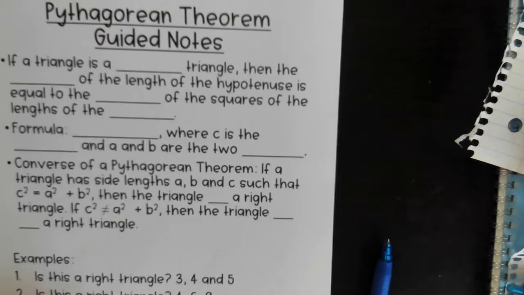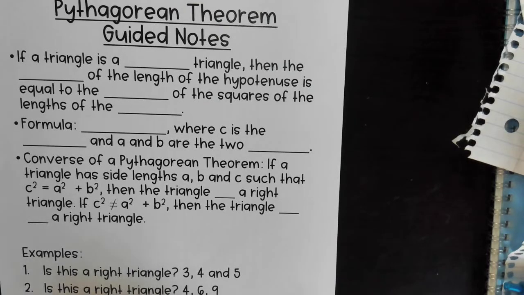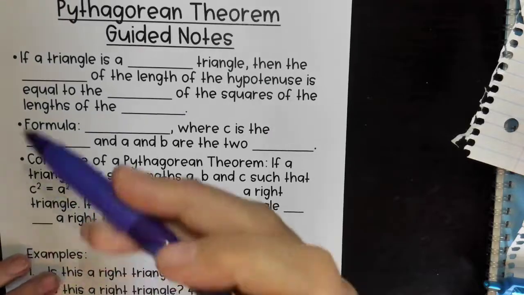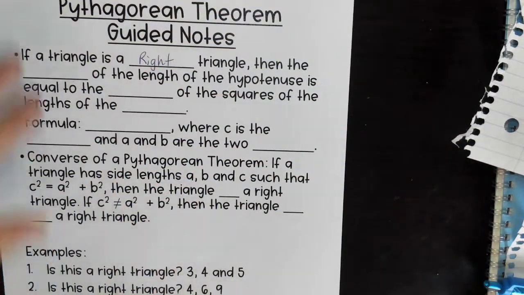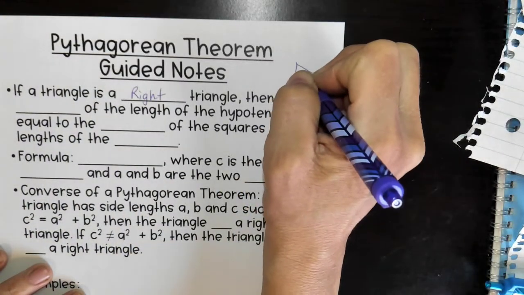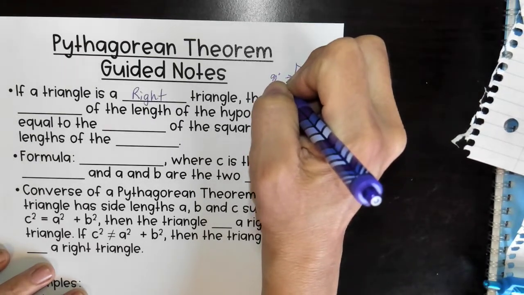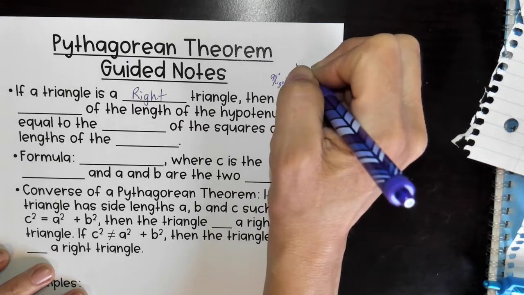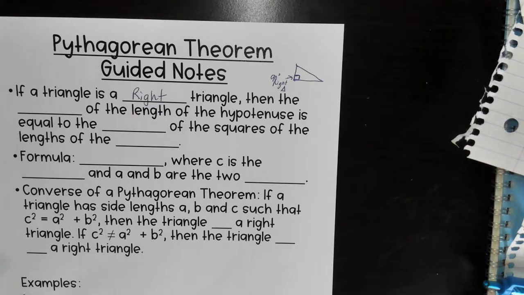All right, so Pythagorean theorem guided notes. Basically, if a triangle is, let's see, I'm going to use purple because I like that color. Okay, a right triangle. And we indicate right triangles by putting a little box in the corner. That means there's a 90-degree angle right here, and that means it's a right triangle. So you'll see that, and you'll especially see that a lot in geometry next year. So that is the shorthand way for mathematicians to say we have a right triangle.